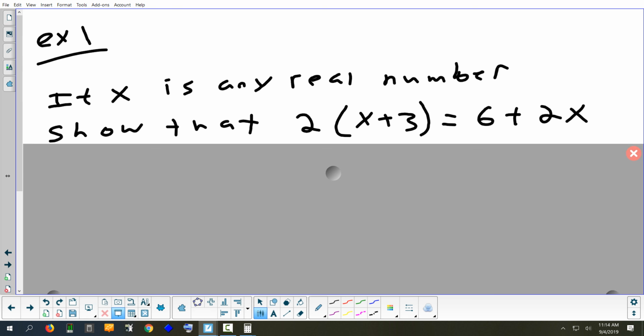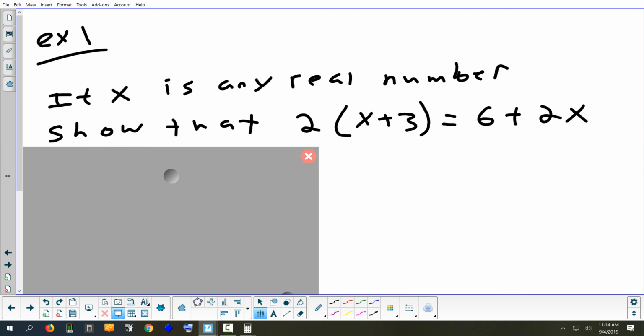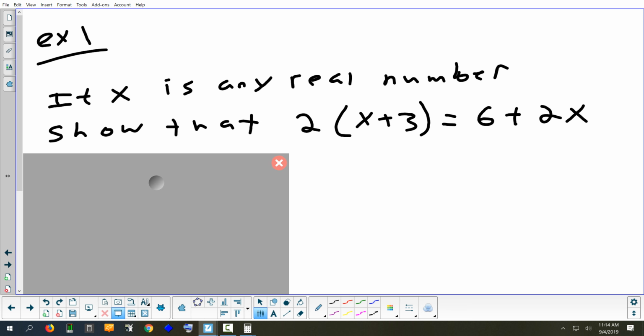All right, so let's look at this. And this is going to involve the names of the properties we just learned. So it says if x is any real number, show that what's on the left is equal to what's on the right. So there's 2 ways you could do this. I can give you all the steps on the right, and you tell me the names of the properties I'm using on the left. Or I can give you the names of the properties, and you show me how to do the algebra. Let's do it where I show you how to do the algebra. Okay. So I'm going to do this first.